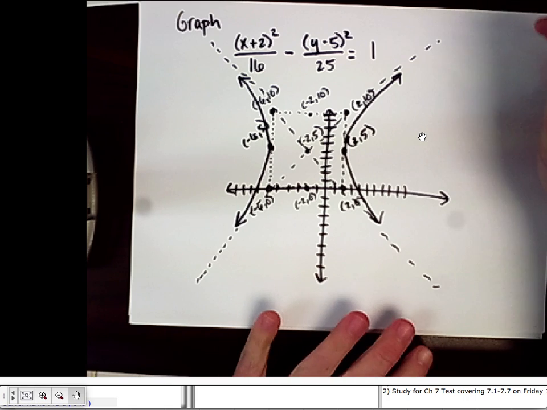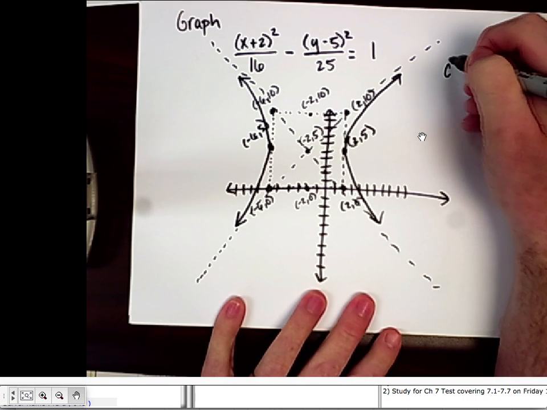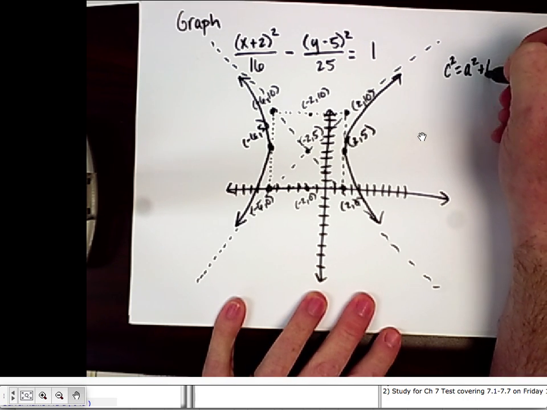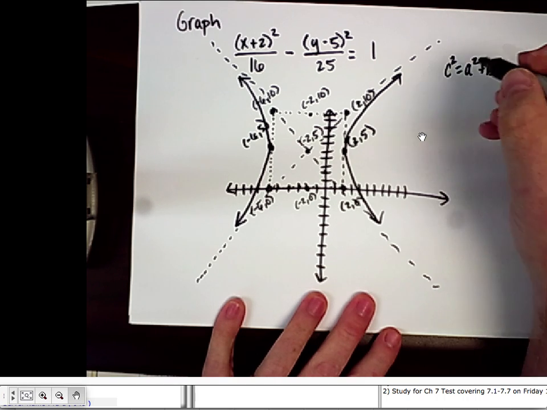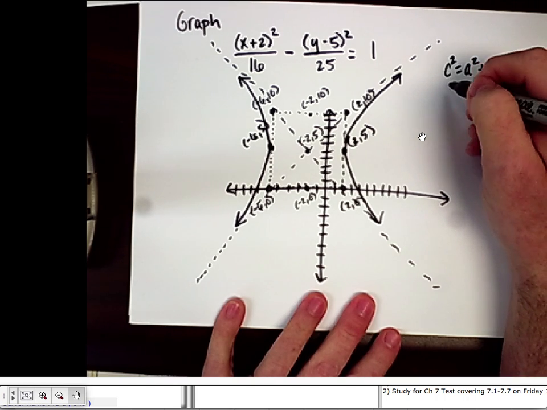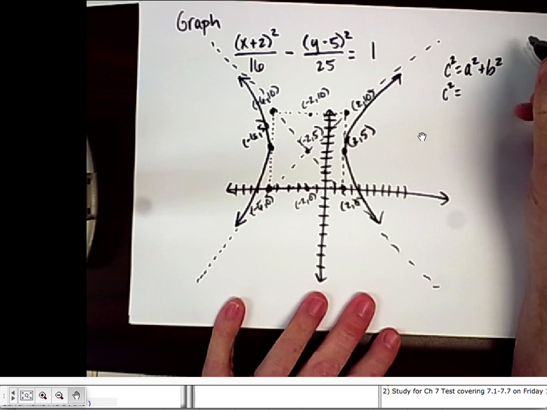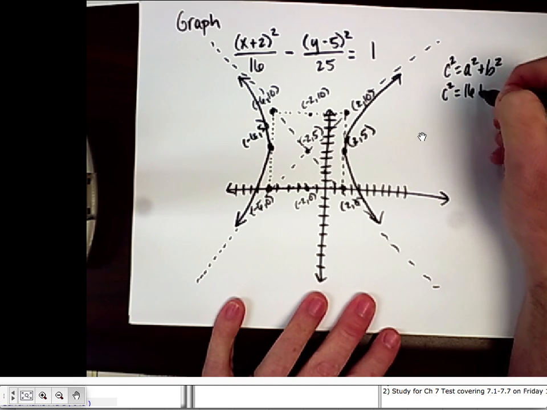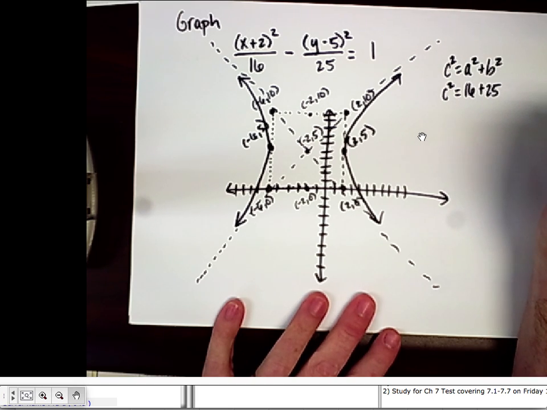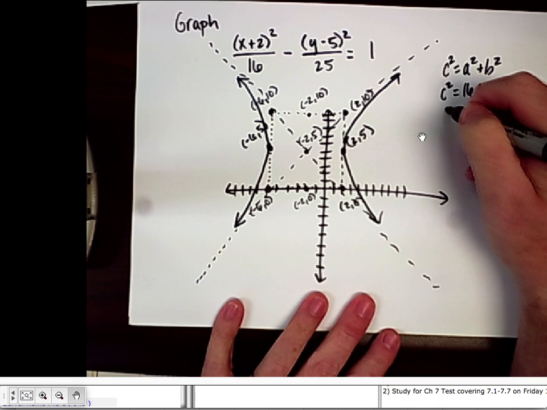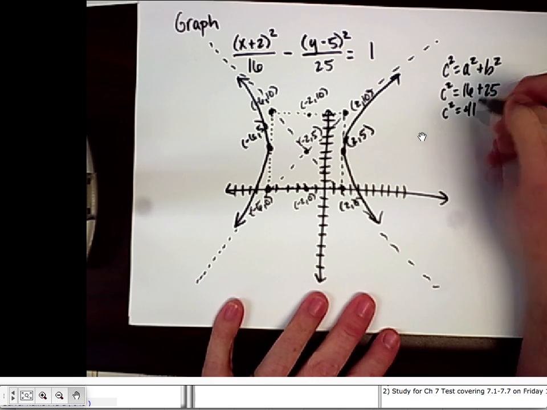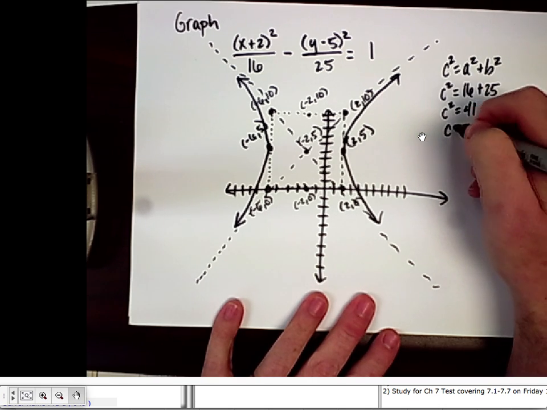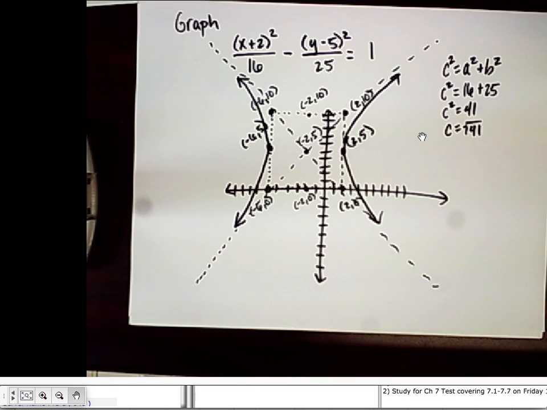So now to find the foci, you're going to use c squared is a squared plus b squared. So that becomes c squared equals 16 plus 25, right? So c squared equals 41. So c is the square root of 41. Now, what is c always? It's the distance from the center to a focus.